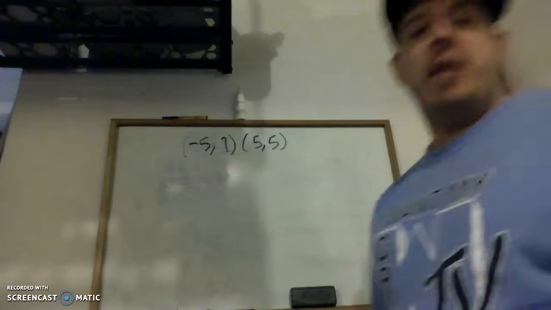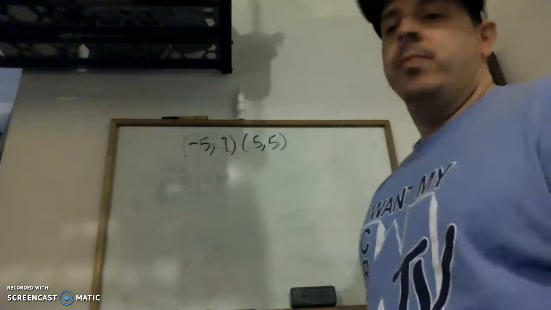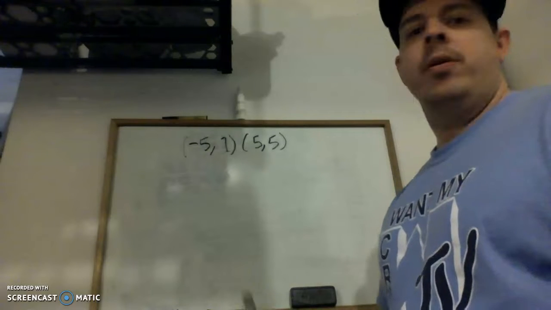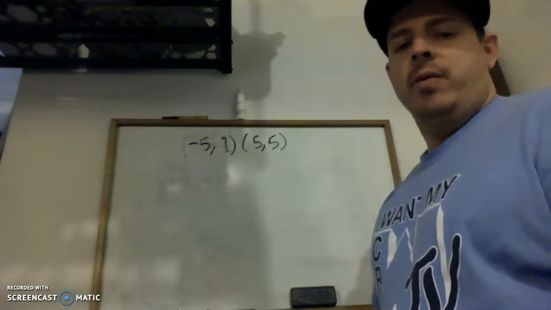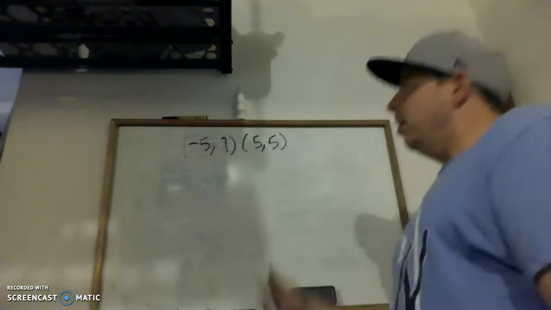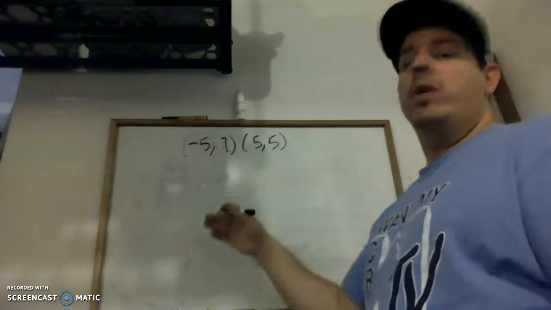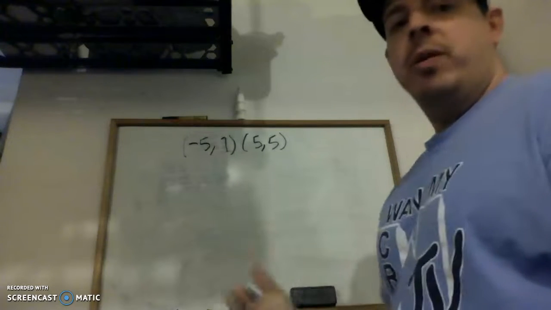Some of you guys may already know this. We only did one assignment. I'm going to have a couple more before I move on to y equals mx plus b. So, find slope given two ordered pairs. I have (-5, 1) and (5, 5). Those are my ordered pairs.